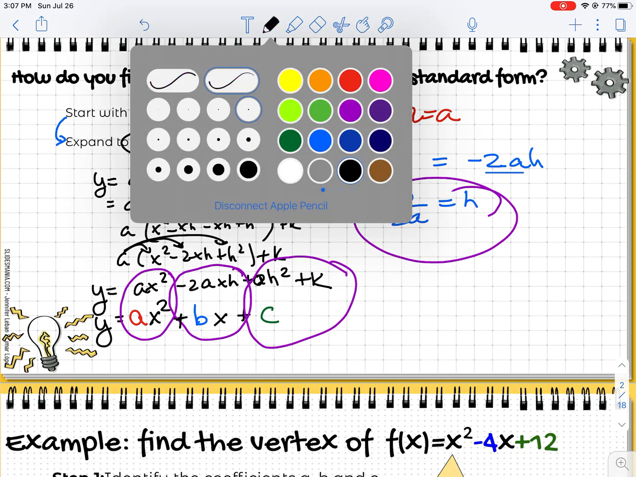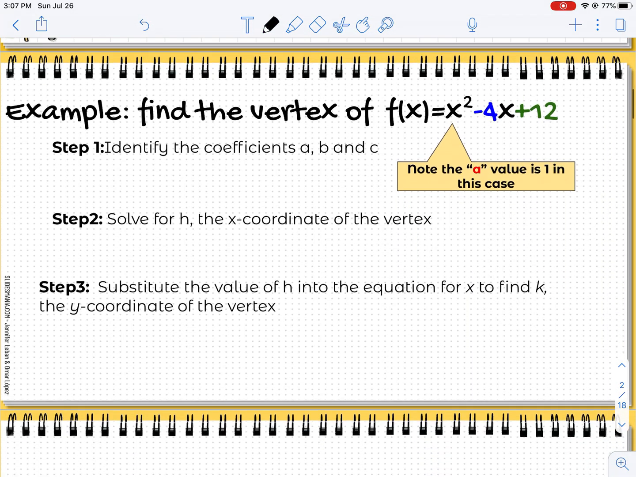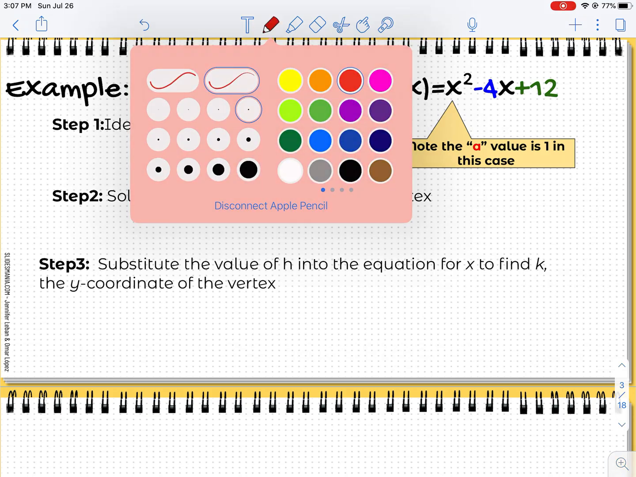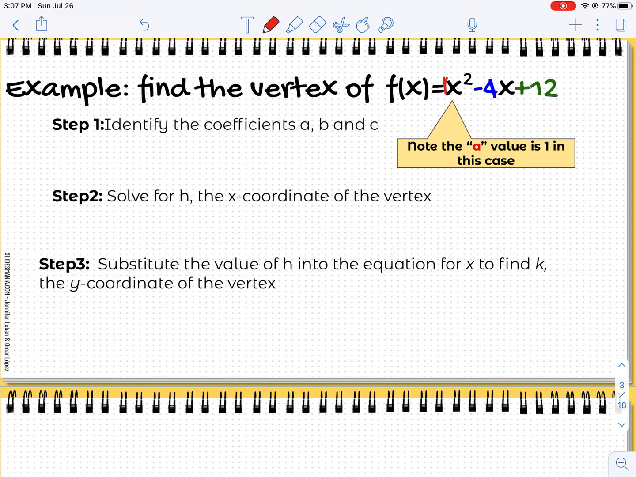You've probably seen this before back in Algebra 1, so this might just be a refresher. Let's say I have x squared minus 4x plus 12, and I want to find the vertex, so I maybe lead into graphing in the future. One thing to note, if you don't see a coefficient out front, then you know it's a 1. So in this case, my a value is 1. The b value is the linear term, so negative 4 is the b value, and the c term is 12. So I got my a, my b, and my c.